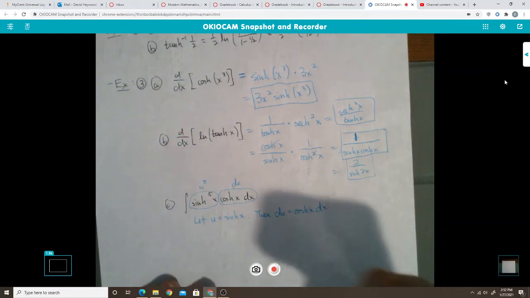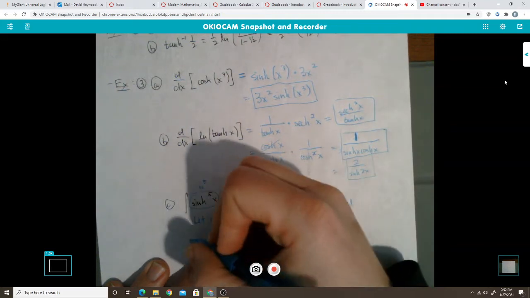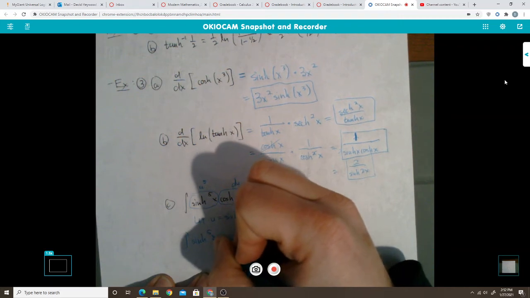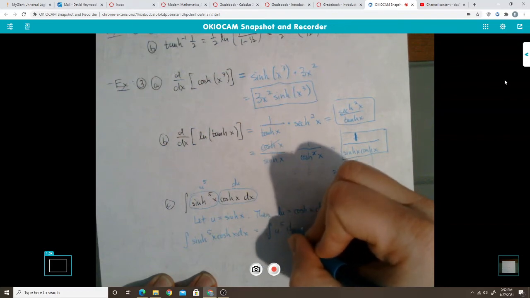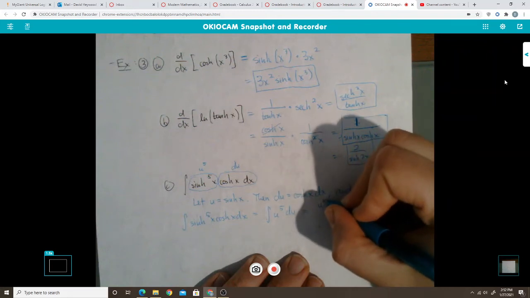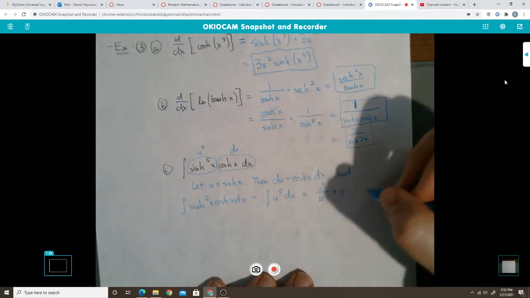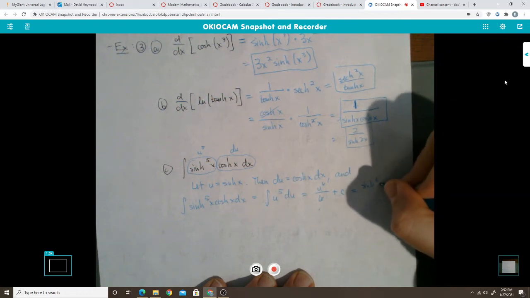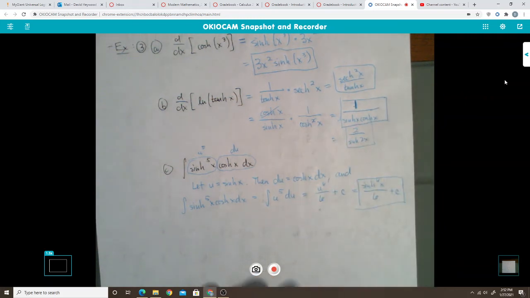So it looks like the integral of sinh to the 5th x cosh x dx is going to now become the integral of u to the 5th du, right? By making that substitution. And that's easy, right? This is going to be u to the 6th over 6 plus c. Or if we want to convert it back into x's, then we would say this is sinh to the 6th x over 6 plus c. And that's that one.